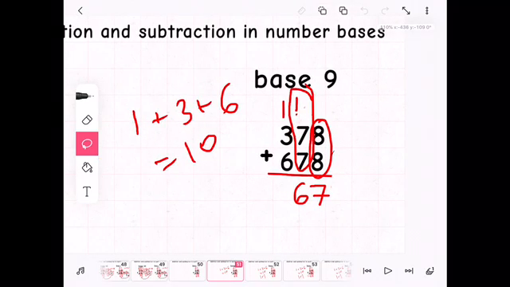As you can see right here, the same question: how many times can I get 9 from 10? I can get only 1 nine in 10, because I'm dealing in base 9. Don't forget that, it's very important.